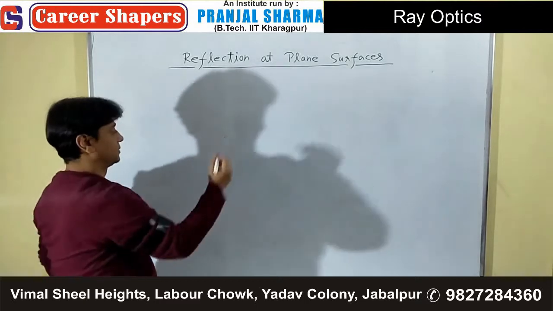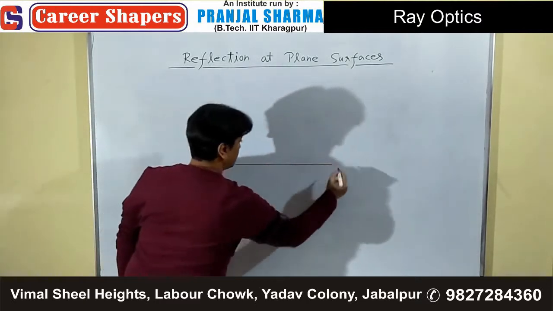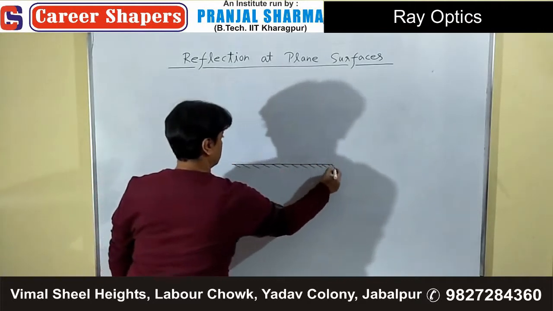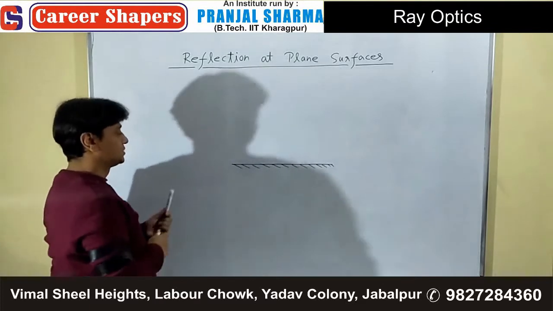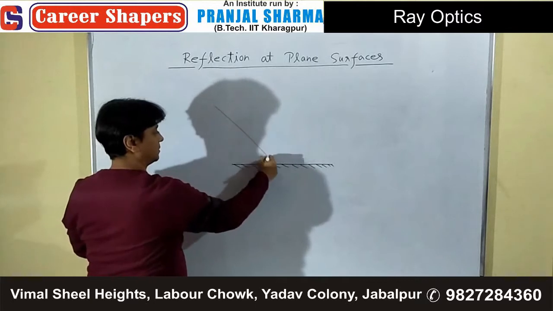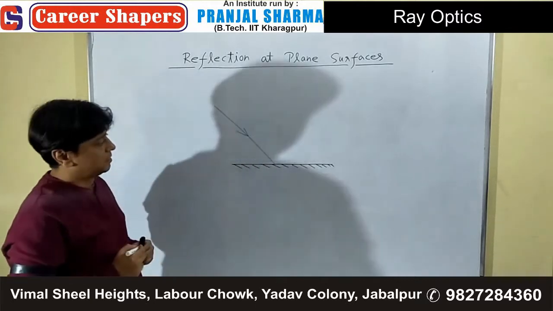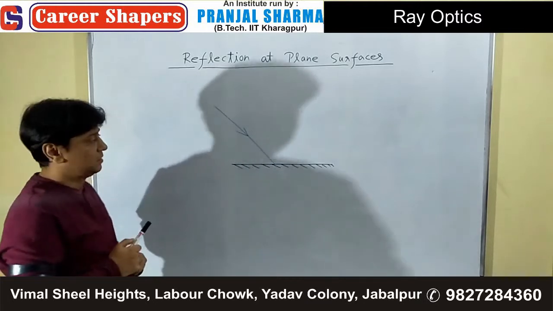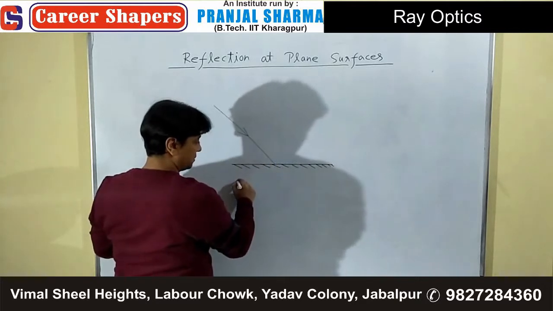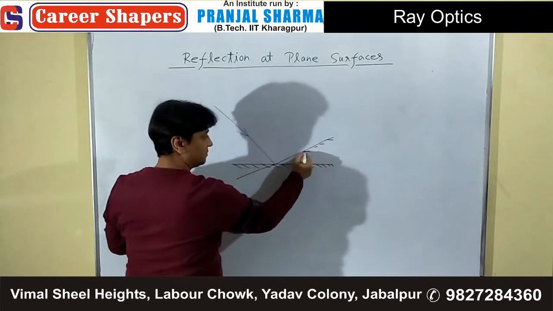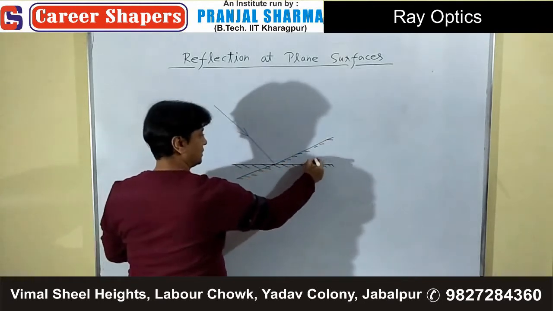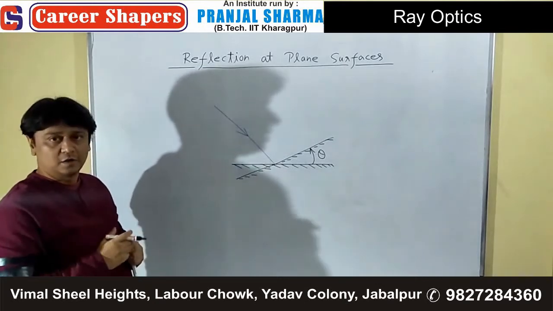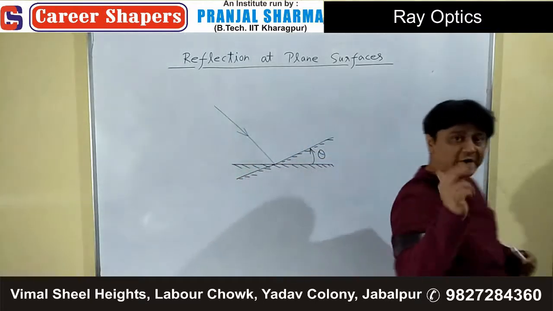Look at this example. We have a plane mirror, and this is the incident ray. The question is, when you rotate this mirror by an angle of theta, then keeping the incident ray same, by what angle does the reflected ray rotate? Write down the question.